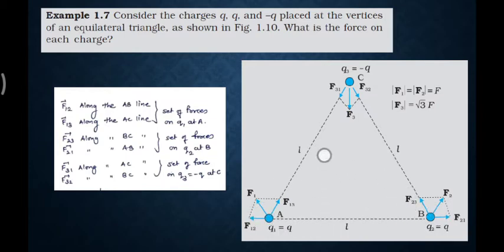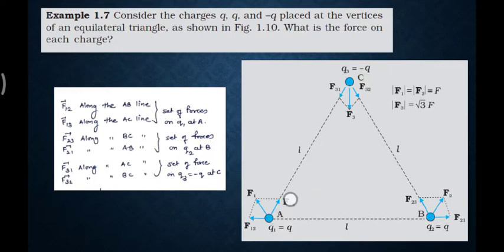So yes, each and every particle 1, 2, 3 has two other forces, because two other particles are present. For this one two are present, for this one and this one, the same. So each charged particle has two forces acting on it. Now these two forces are at some angle, so we can apply the parallelogram law.